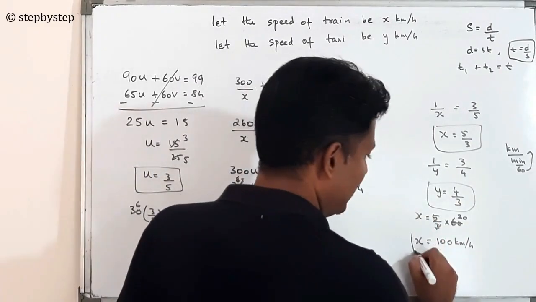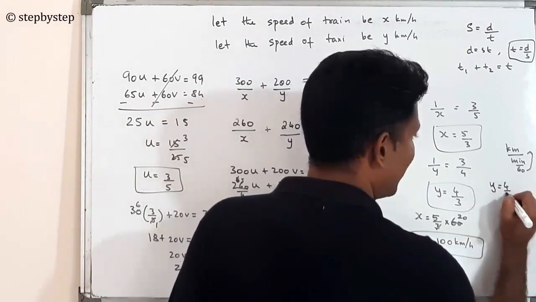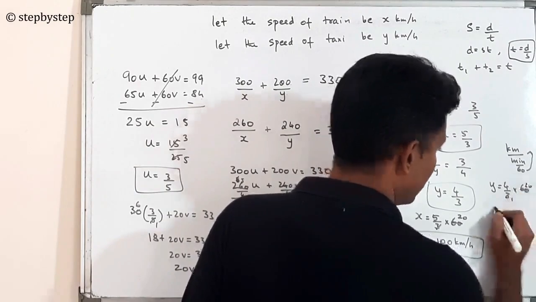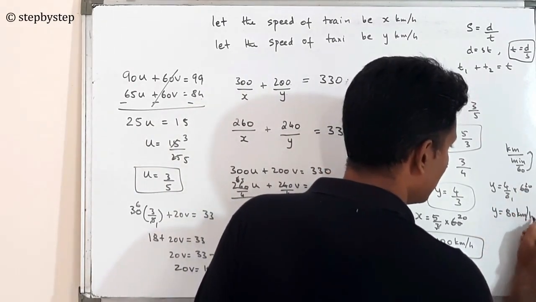Alright. And for y, 4 by 3. So y is equal to 4 by 3 into 60. So 3 20s are 60. So y equal to 80 kilometer per hour.